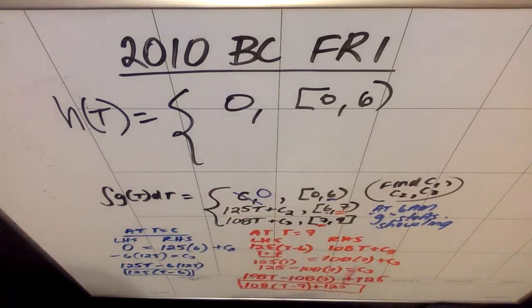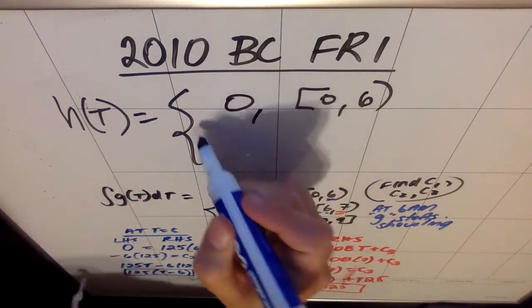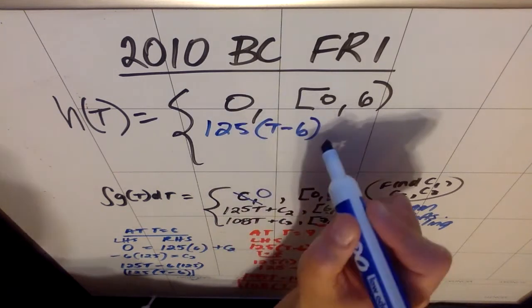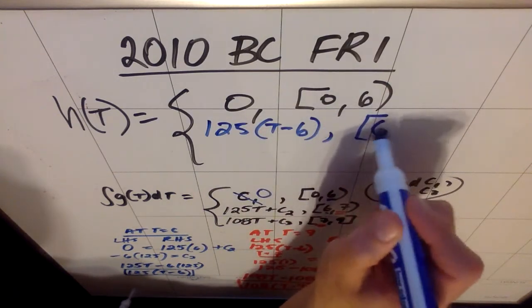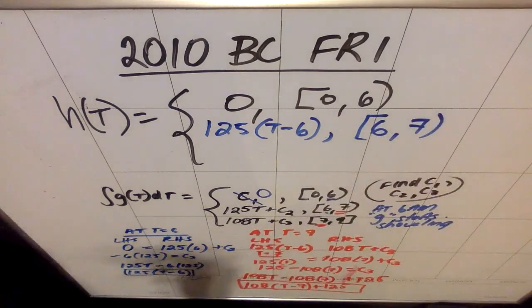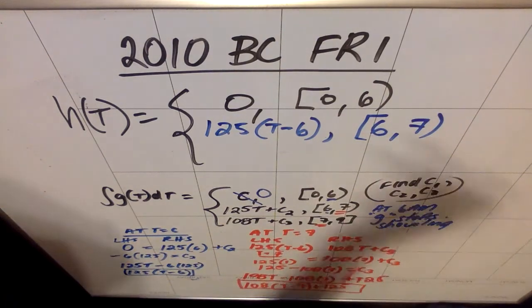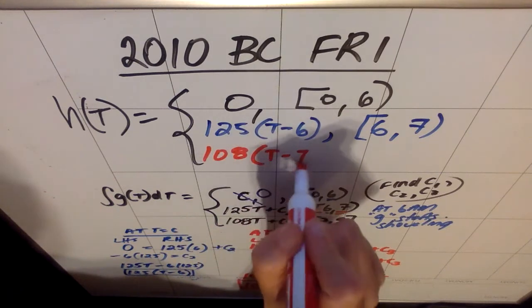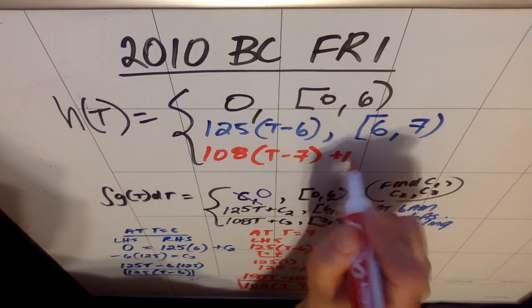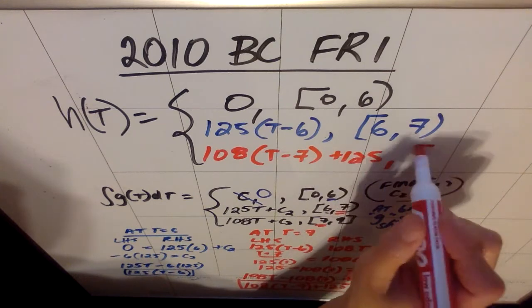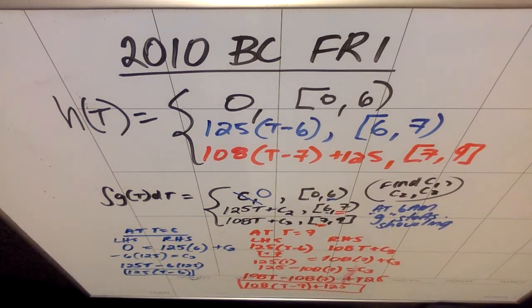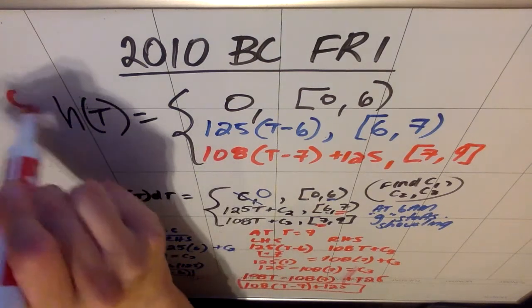You certainly don't have to. And then the AP got this 125 times the quantity (t minus 6), and that would be from the window for 6 with a bracket to 7 with a parenthesis, right? And then lastly, this 108 times the quantity (t minus 7) plus the 125, and again, that would be from the bracket 7 to the 9 with another bracket. So that's how they got their answer to part C for the AP.